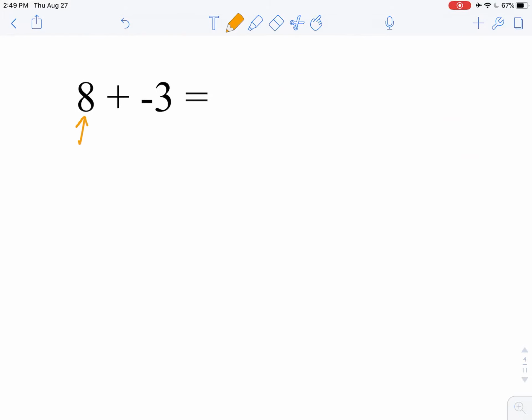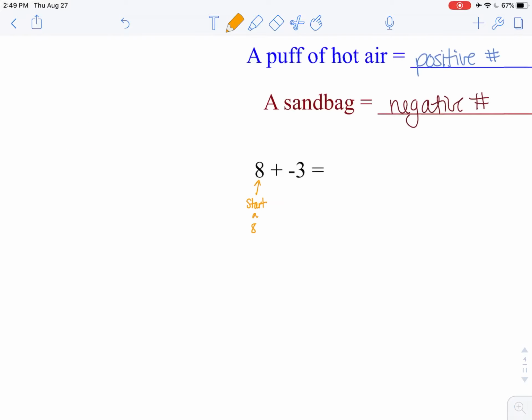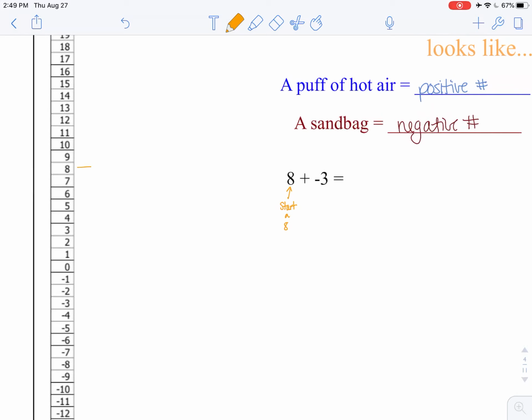So here we're going to start at 8. Now you could view it as 8 meters up in the air. Our hot air balloon is here at 8. And we are going to add, we have the number -3. We said a negative represents a sandbag. So we're going to add 3 sandbags.